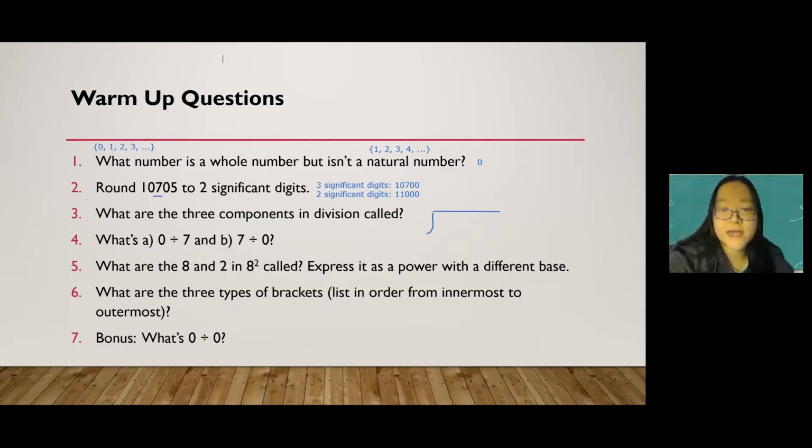So the answer in a division question is the quotient. If you were doing long division, this number here will be the quotient. And this number here is being divided. This is the divisor, okay? And then this number is doing the dividing, so dividend.